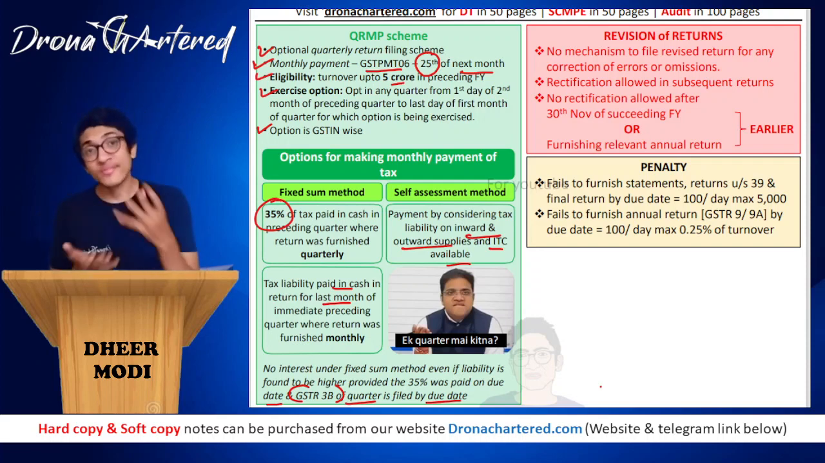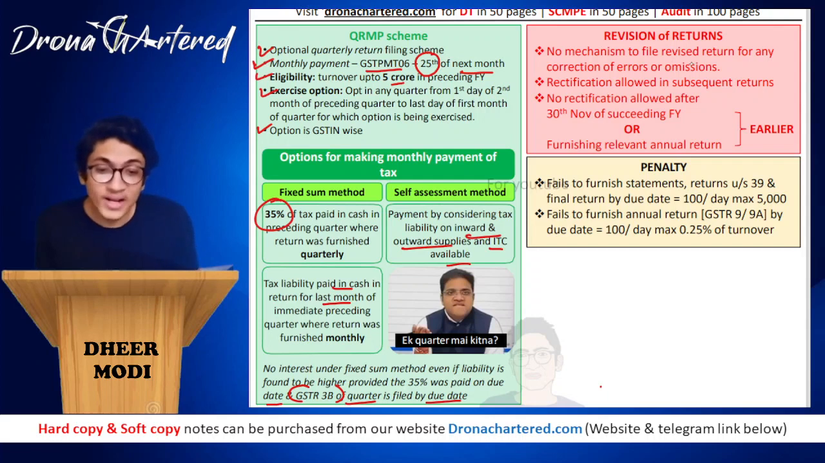Okay. So next is your revision of return. That means you have already filed the return, but now you want to make changes. So no mechanism to file revised return for any correction of errors or omission. Rectification will be allowed in your subsequent return. That means your return that you have once filed is filed. You will only be allowed to rectify in a subsequent return. That is your next return.